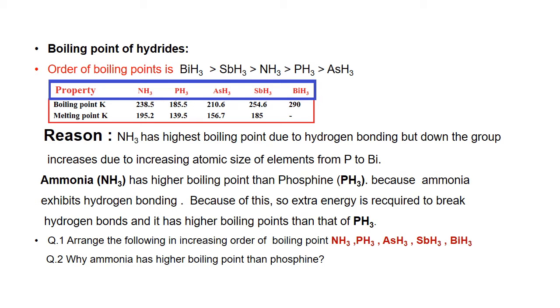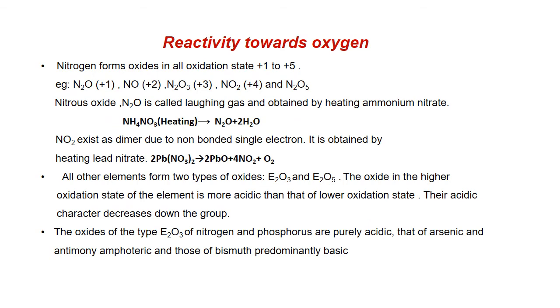Ammonia has a higher boiling point than phosphine. Again, it is due to hydrogen bonding. In ammonia there is hydrogen bonding, so extra energy is required to break the bonds, and it has a higher boiling point than phosphine. You can solve these two questions given on the basis of the above discussion.